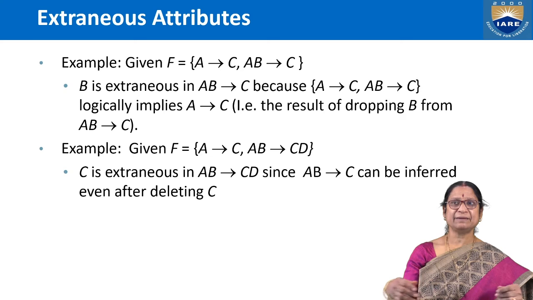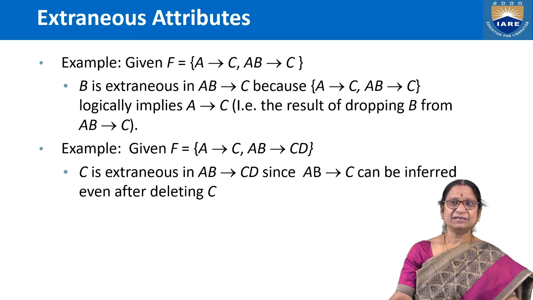Similarly, A determines C, AB determines CD. AB determines CD means here AB determines C will be there, AB determines D will be there. Then C is considered to be extraneous in AB determines CD, since AB determines C can be inferred even after deleting C.